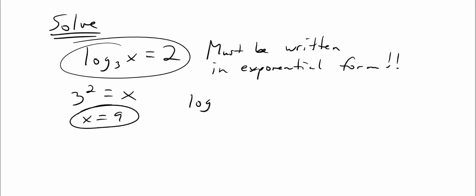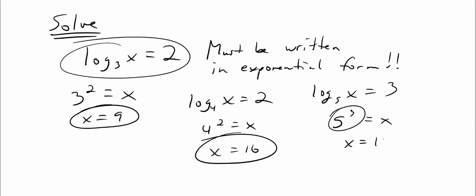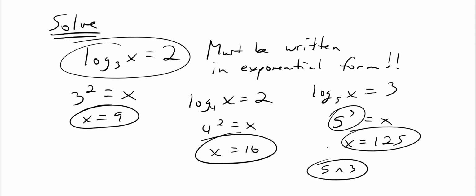Here, let's look at another one. Log base 4 of x equals 2. Okay, write it as an exponential. 4 to the second power equals x. What's 4 squared? 16. Oh, I'm done with the problem. What? Here's another one. Log base 5 of x equals 3. Okay, so you're going to say 5 to the third power equals x. So put that in your calculator. 5 cubed is 125. It's 5 raised to the third power. Make sure you put that in your calculator. My answer is 125 for that problem.